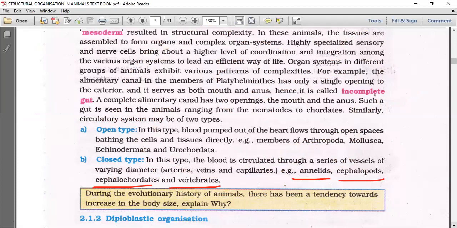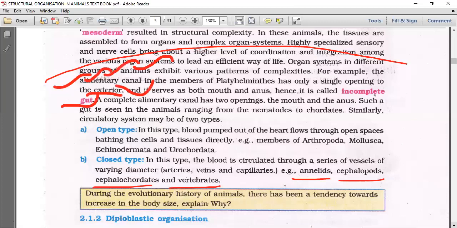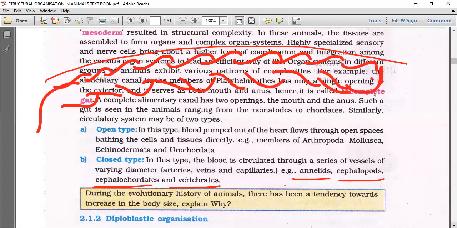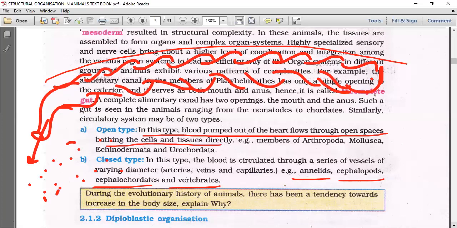In the case of cockroach, I am showing you the open type of circulatory system. A 13-chambered heart is present in the cockroach. I am not going to draw it in detail, just showing the 13-chambered heart, which pumps the blood directly into the body cavity. Sinuses, we say, the body cavity. So in the open type, blood pumped out of the heart flows through open spaces, bathing the cells and tissues directly. So blood is pumping out like this.